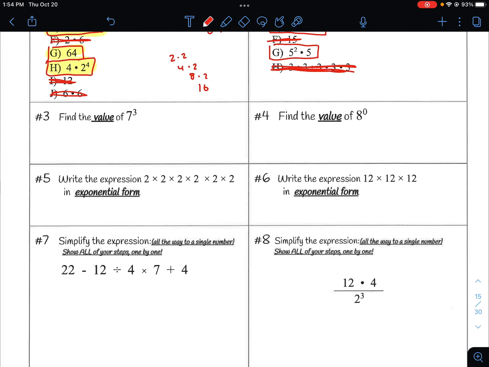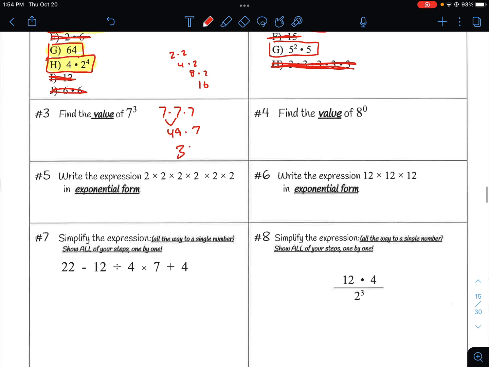Let's look at number 3. They want to find the value of 7 to the 3rd power. That is 7 times 7 times 7. But when they want you to find the value, they want you to simplify, basically. That's 49. And when you multiply 49 times 7, I don't know what that is off the top of my head. Ooh, I figured it out. It is 343. So finding the value is basically simplifying it.